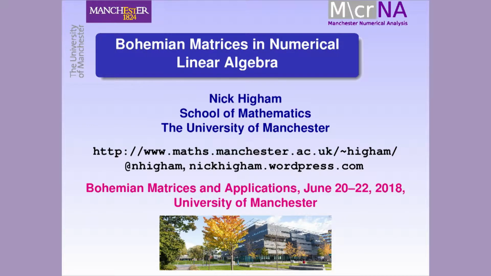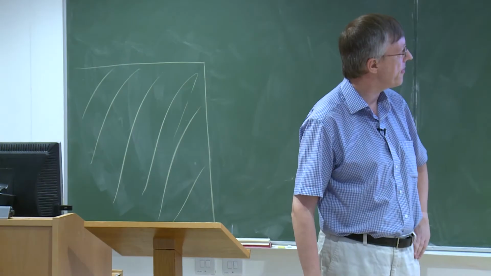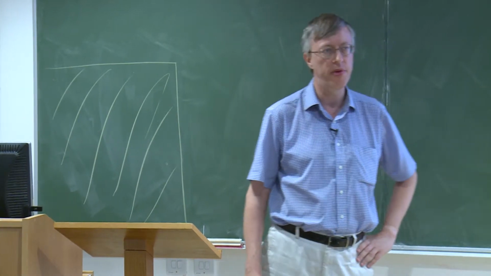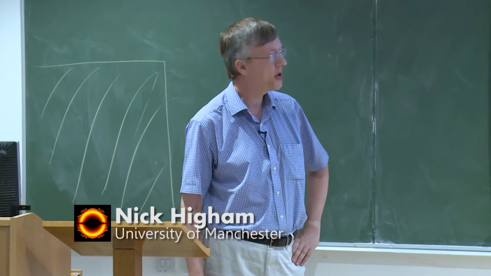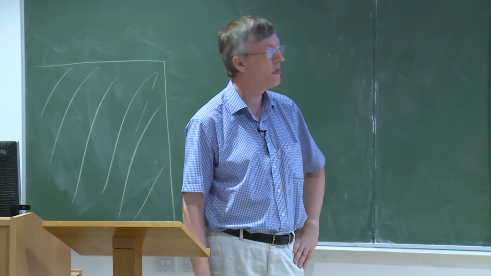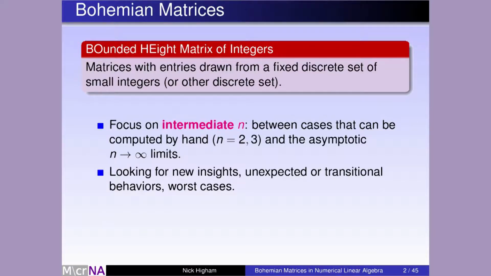So I'm going to talk about Bohemian matrices in numerical linear algebra, and I'll first begin with a recap on the definition of Bohemian matrices that we've heard earlier. So matrices drawn from a fixed discrete set of small integers, or could be some other discrete set, and we're interested in the sort of intermediate size case. Certainly not n tends to infinity, certainly not really tiny n, but sort of small to medium sizes where some computation is necessary.